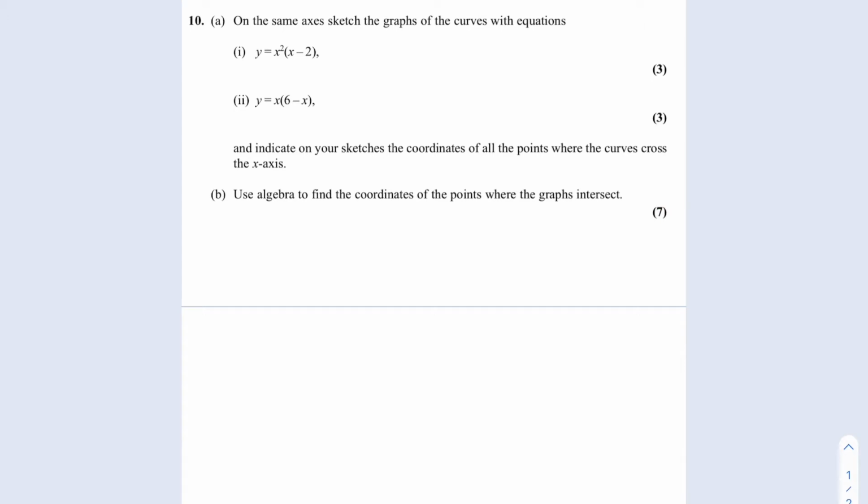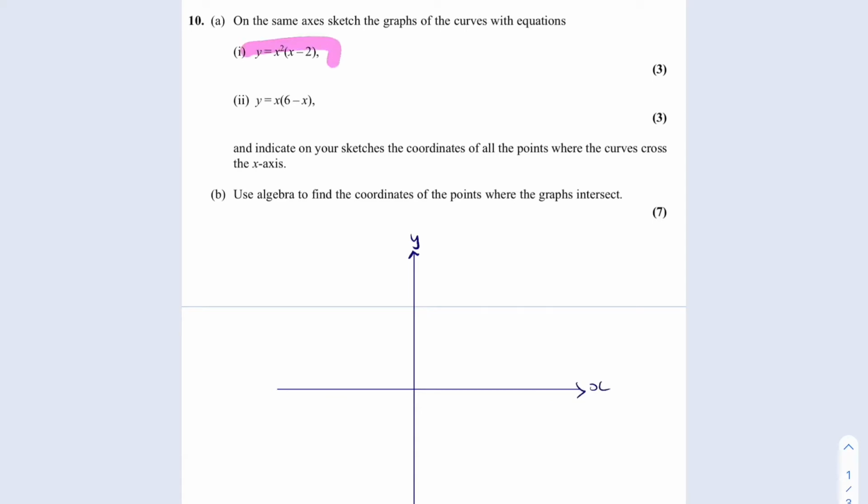So part A says, on the same axes, sketch the graphs of the curves with equations y equals x squared multiplied by x minus 2 and y equals x multiplied by 6 minus x, and indicate on your sketches the coordinates of all the points where the curves cross the x-axis. So let's put some axes in. Here's my y-axis and here's my x-axis.